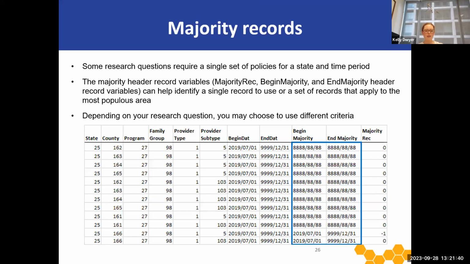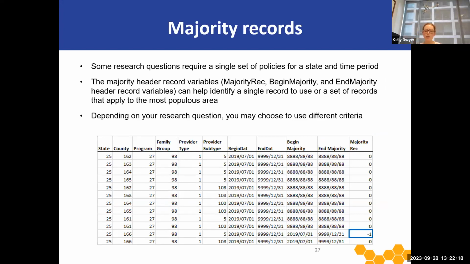For the areas of the state that are not the most populous, so this would be all of the other regions that we capture provider payment rates for, the majority date fields are coded with all 8s. So you can see here at the bottom, there are only 2 records that correspond with Region 6, County Code 166, and the dates for the regular dates fields and the majority dates fields match, and then the rest are coded with all 8s, which indicates that they do not cover the most populous area of the state.